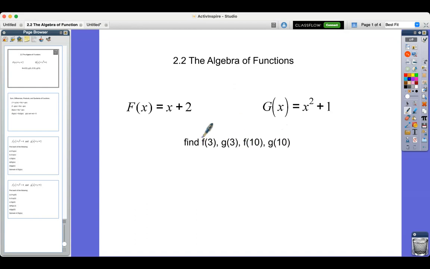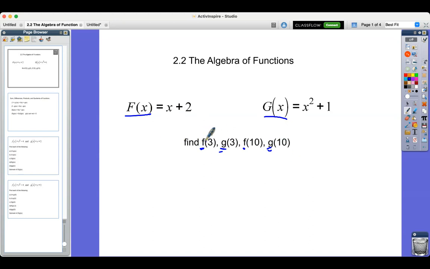Now, they'll switch these letters. This still means the function according to 3, the function according to 3, the function according to 10, and so on. But the letter specifically tells you which function to use. So you're going to use the f function, this is the f function, or you're going to use the g function, this is the g function.